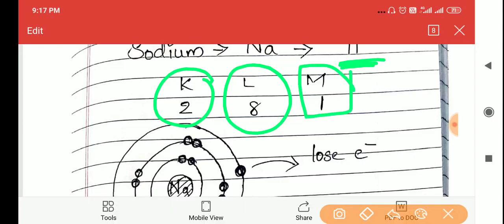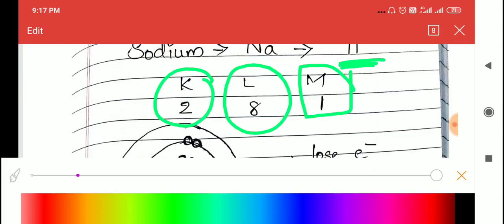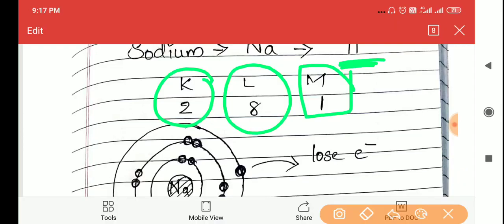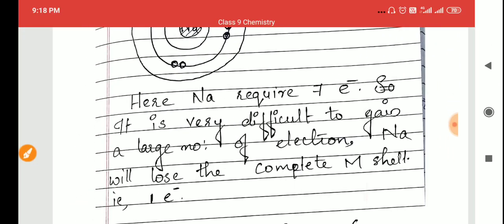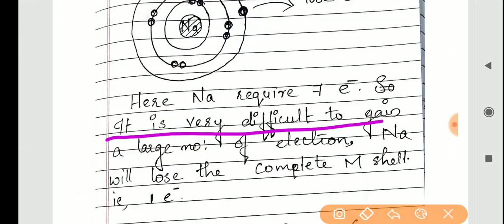We know that the maximum capacity of the M shell is how much? The M shell's maximum capacity is 8. But here M is carrying only 1 electron. That means the M shell, or sodium, requires 7 more electrons to attain stability. So it is very difficult. For an atom, it is very difficult to gain a large number of electrons.